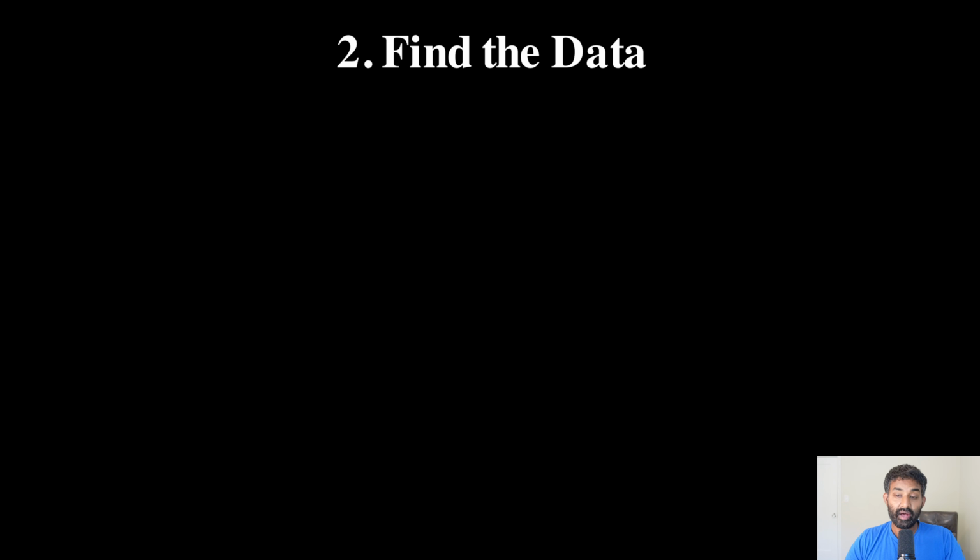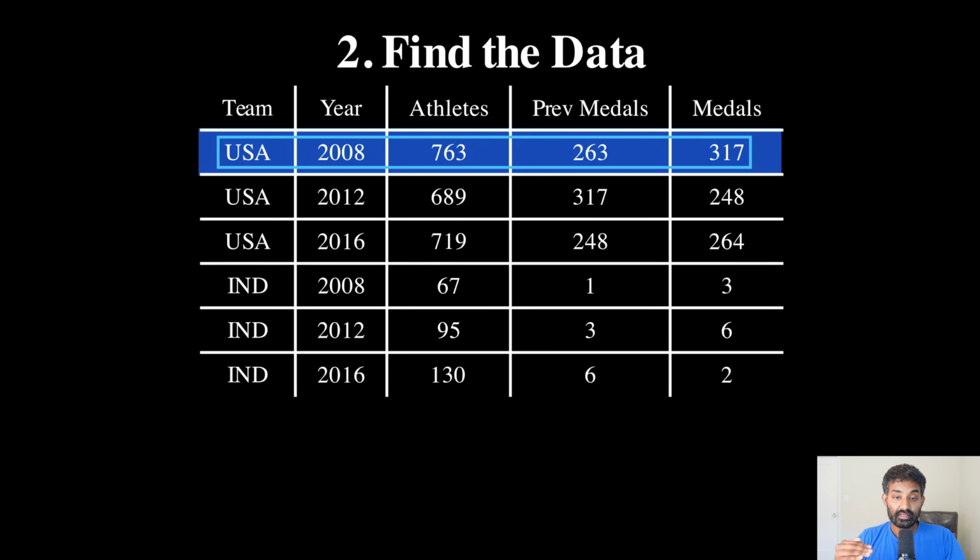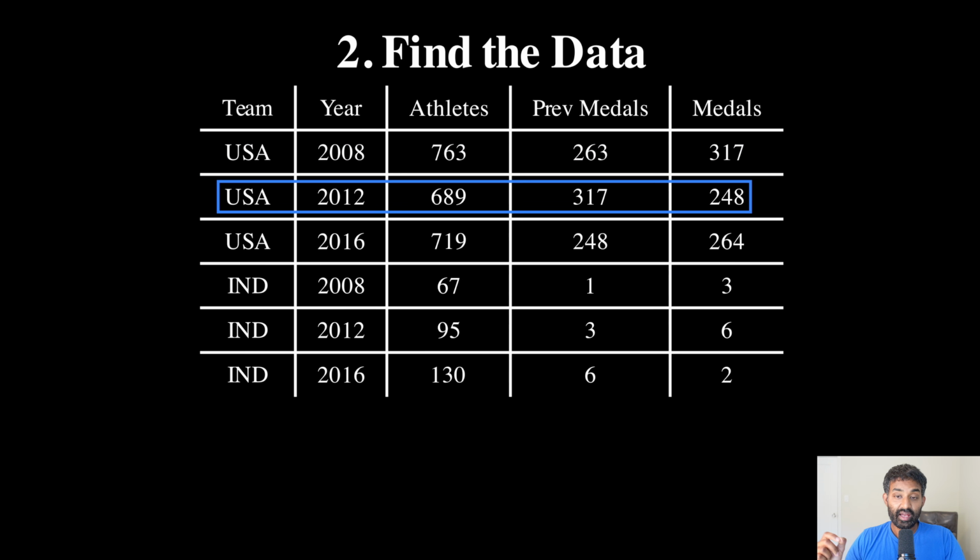Once we have our hypothesis, we need to find the data to prove or disprove it. In this case, we can use data from the Summer Olympics. This dataset contains more than 2,000 rows, where each row is a single country in a single Olympic game. So as you can see, this first row is Team USA from 2008, and we also have some data on how they did in the Olympics. And the second row is Team USA from the 2012 Summer Olympics.